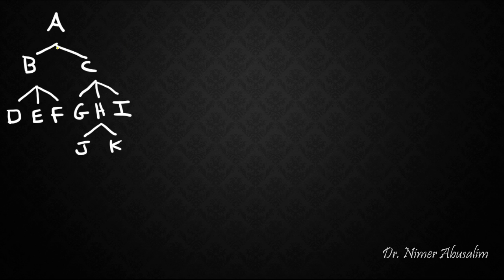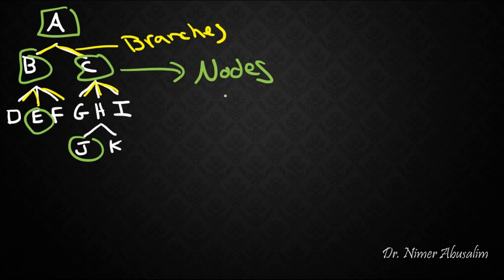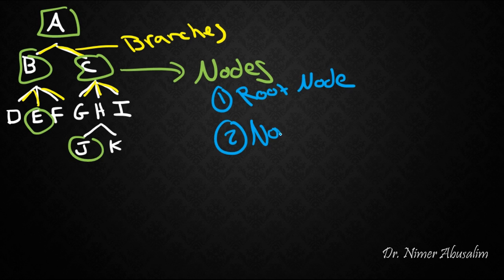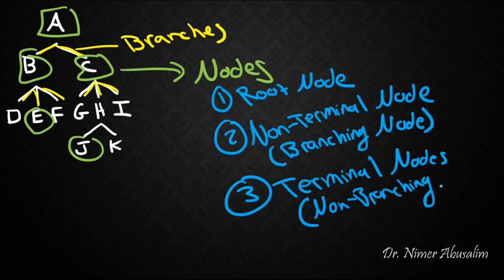In this tree, now there's a reason we call it a tree because it actually does look like a tree upside down. Now any tree has branches. All these lines here are called branches. Anything with a label like A, B, C, D, E, F, J, these are all called nodes. Now let's talk about these nodes. You can get something called a root node or a non-terminal node, also called a branching node, and you can get terminal nodes, also called non-branching nodes.